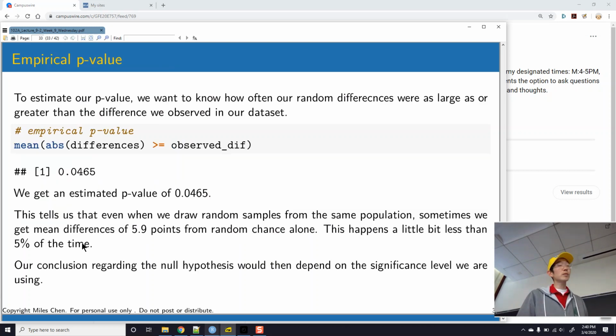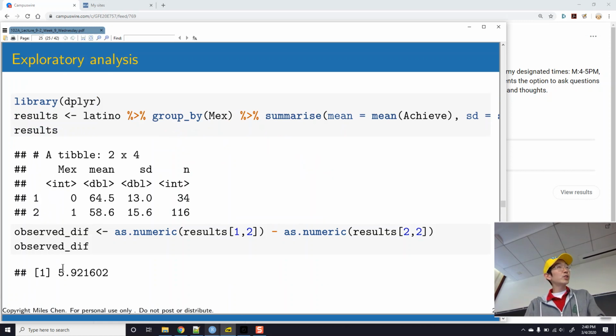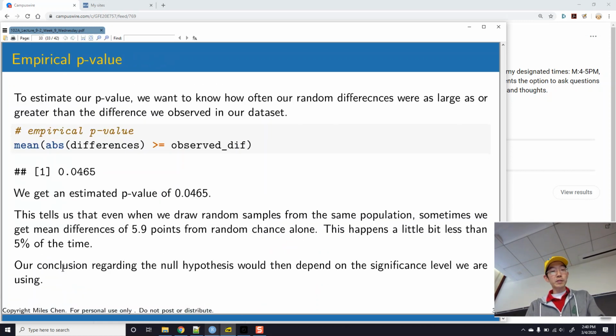Okay, so we do that, and so the p-value that I observe in my data is going to be, we take the absolute value of the differences because my alternative is two-sided. I have a not equal sign, so we're going to say how often are the absolute values of the differences greater than or equal to our observed difference, which we calculated back here to be 5.9216. So how often are we getting differences of 5.92? And this says that happens around 4% of the time, 0.0465, okay?